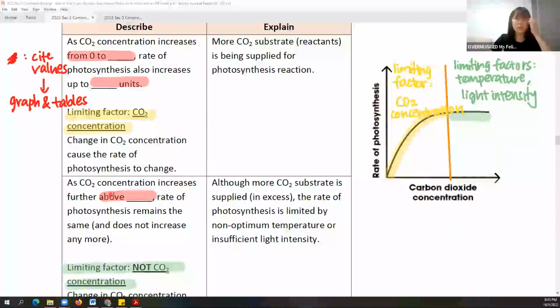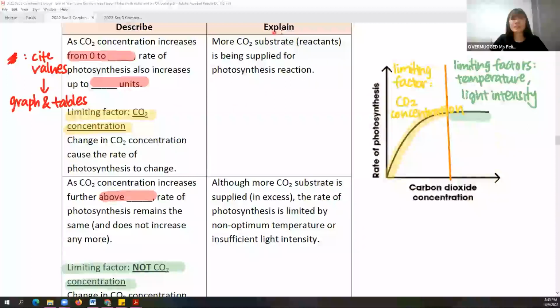This is a very important skill. Once you don't cite the number, even if your whole answer is correct, as this increases, that increases, yes, your answer is correct, but you won't get any marks because it is a skill that you really need: to quote the values for graphs and tables. So you must remember that.